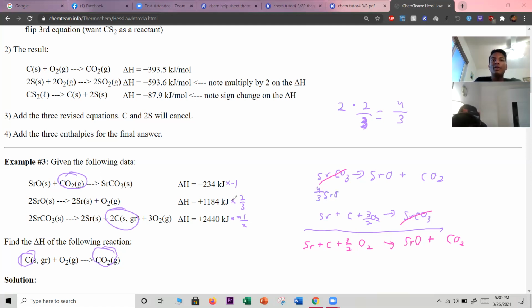By the way, do you still want to continue down this path, or do you want to change this number? Okay, sure, let's continue. What's 2 times 2/3? 2 times 2/3 is 4/3, right? So tell me what to write on this side now. 4/3 Sr plus 2/3 O2. Okay. So now does this cancel out to perfectly 1?